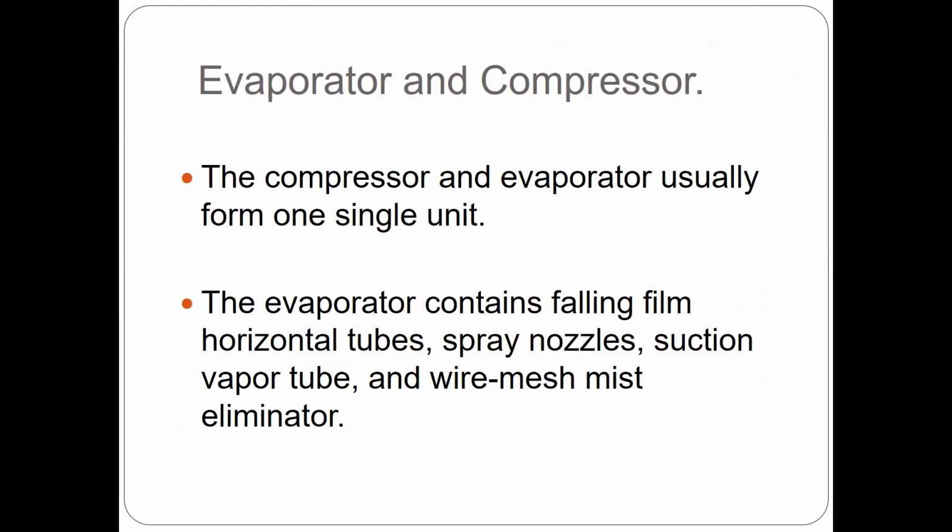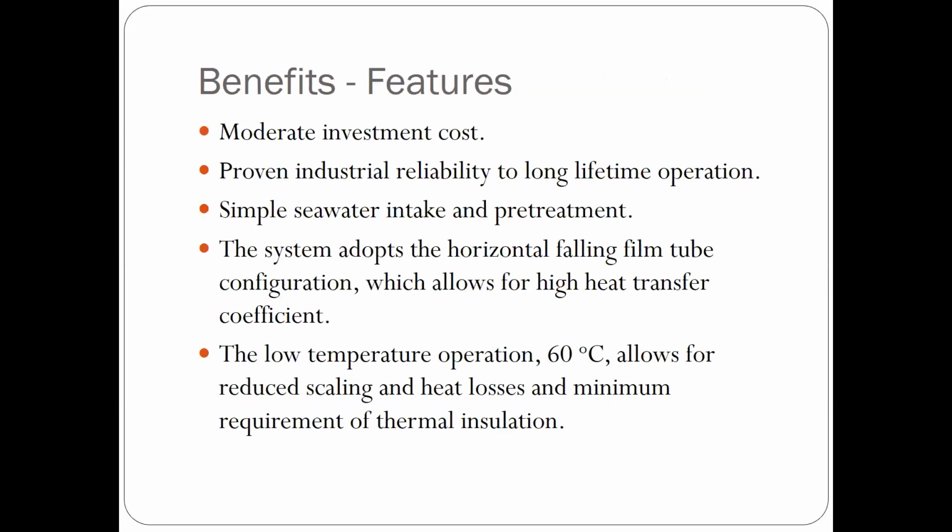The evaporator has horizontal falling film tubes, and we discussed it earlier when we talked about evaporators, that this is better for high heat transfer coefficient. We have the nozzles to spray the water in. You have the tube to suck the vapor out, which is basically connected to an ejector, and there is a mist eliminator so that you can make sure that water droplets are not leaving with the vapor. The mist eliminator separates them, and then your vapor is pure.